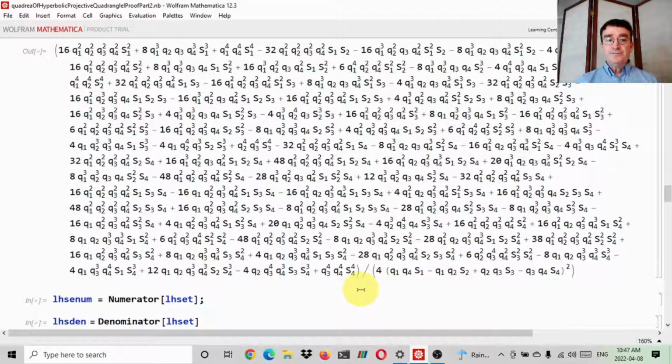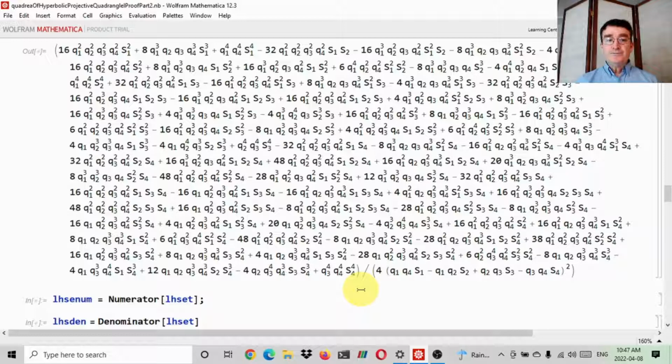So we're going to grab the numerator and the denominator from this above expression. We're going to call the numerator function on the left-hand side expanded together, and the denominator, we're going to call the denominator function on that. And here's the result of the denominator function call.